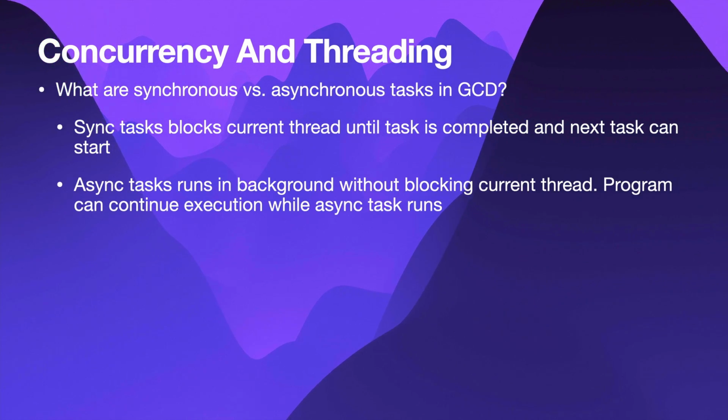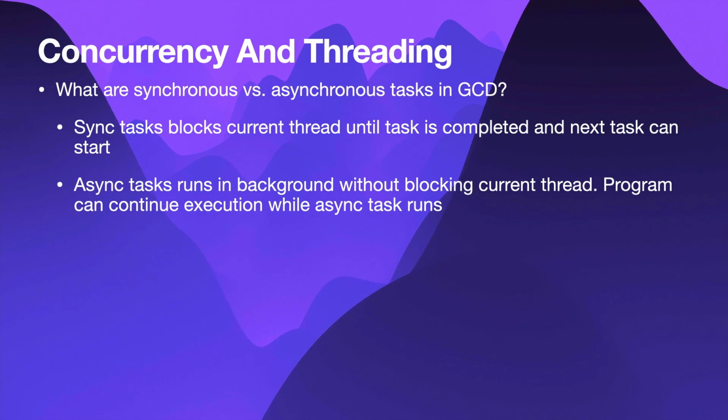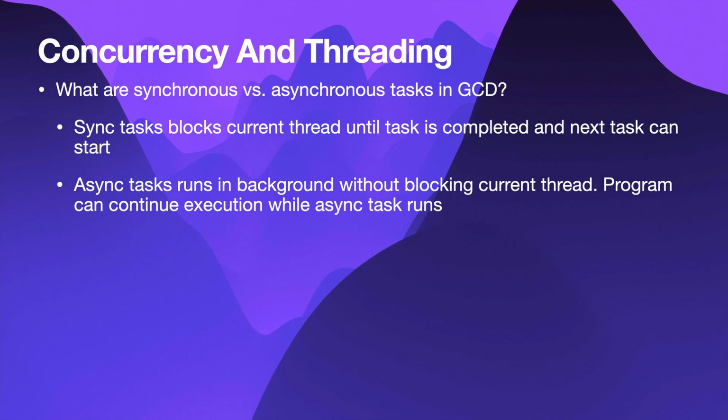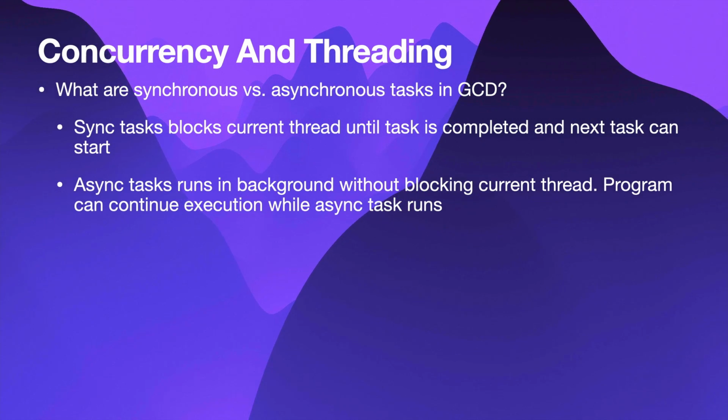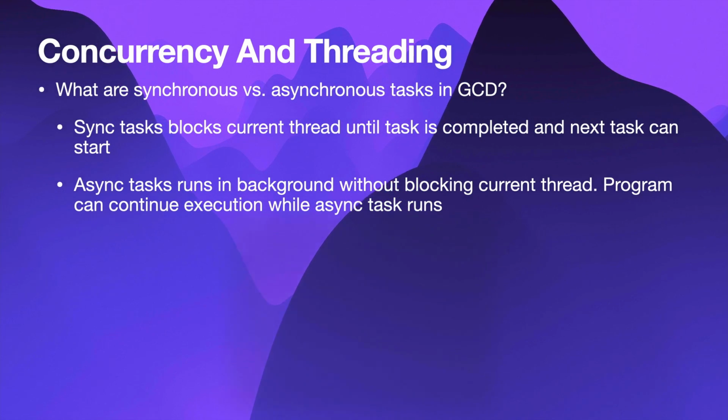Async tasks are the opposite. So they run in the background without blocking the current thread, and multiple tasks can execute at the same time or run in parallel. And you don't have to wait for one to finish before the other can start.